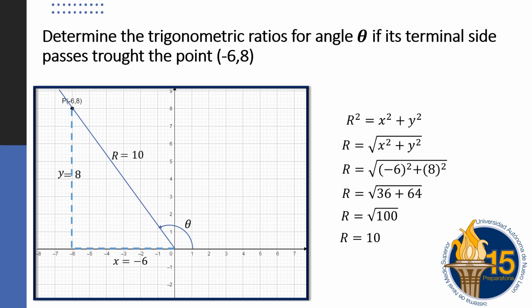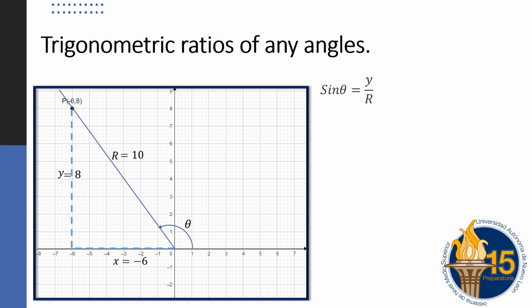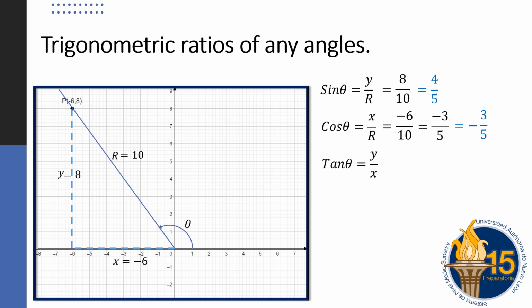Sine of the angle equals y over r, that is 8 over 10, and simplifying equals 4 over 5. Cosine of the angle is x over r, that is -6 over 10, and simplifying -3 over 5. And this must be written as negative 3 over 5 because the sign is for the whole fraction. Tangent of the angle is y over x, that is 8 over -6, and simplifying is 4 over -3, and it must be written as negative 4 over 3.